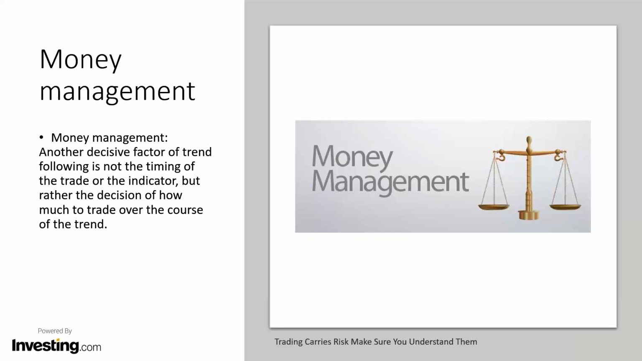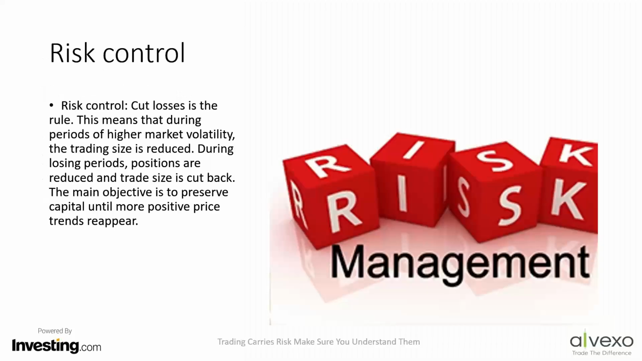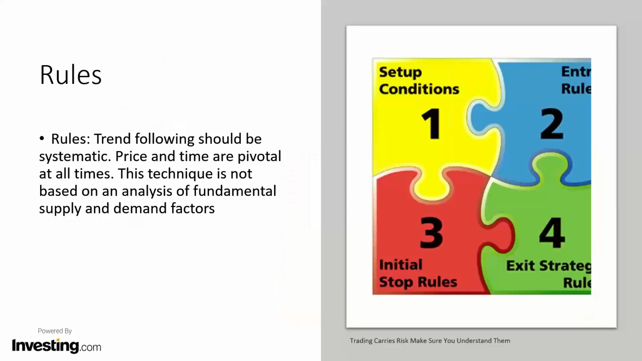Next, we need to have our money management component. Money management is another decisive factor of trend following. It is not the timing of the trade or the indicator, but rather the decision on how much to trade over the course of the trend. Risk control, cutting losses, is a rule. This means that during periods of higher market volatility, the trading size is reduced. During losing periods, positions are reduced and trade sizes are cut back. The main objective is to preserve capital until a more positive price trend reappears.